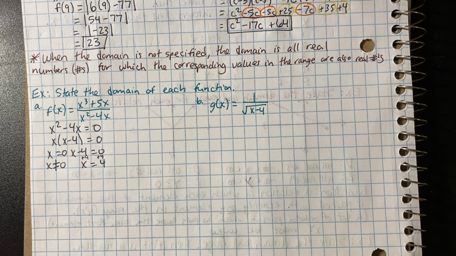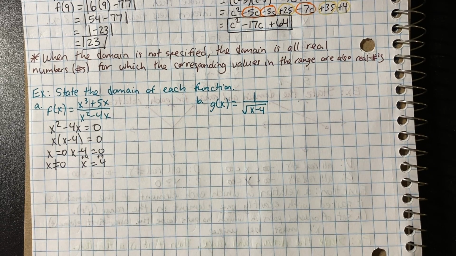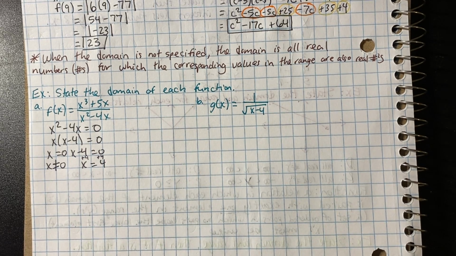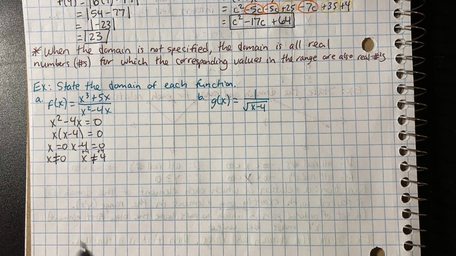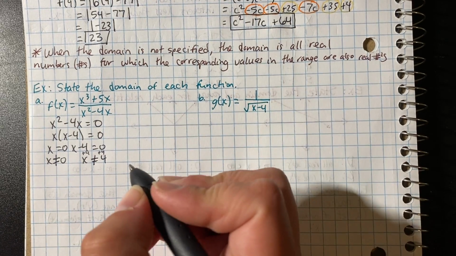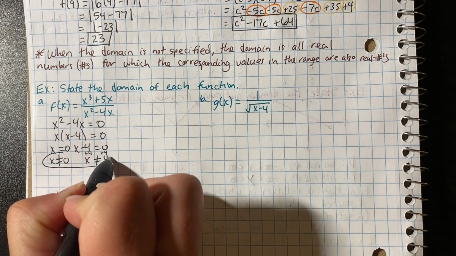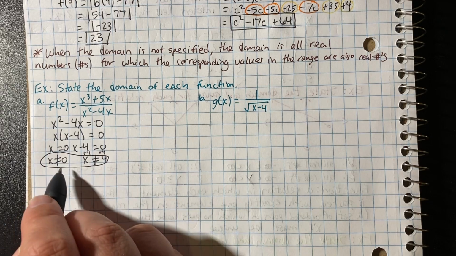Okay, why? Because that would make the bottom of this equal to 0, and that is not going to work for our equation. We also know that x cannot equal 4 because that would make our equation equal to 0 on the bottom and not be real. So I'm okay if this is your answer. Or you could say all real numbers except where x equals 0 and 4.